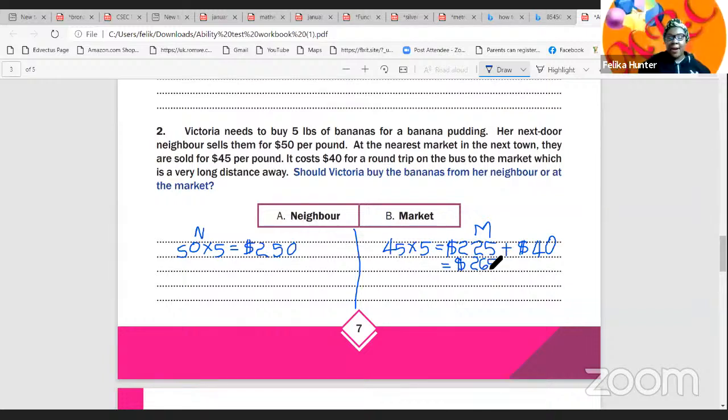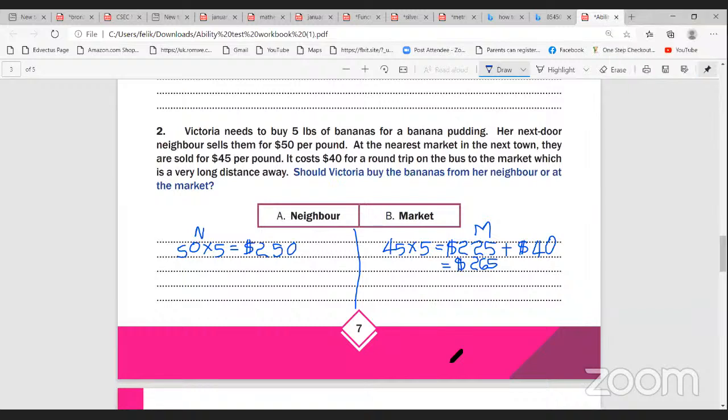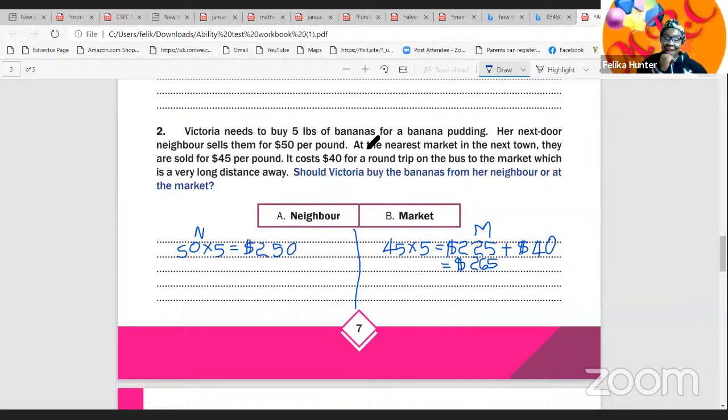Awesome. Good job. All right. Nice. And what's your final statement now? The neighbor would cost less. All right. Well done.